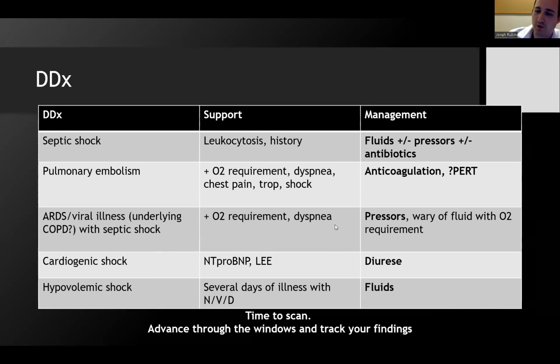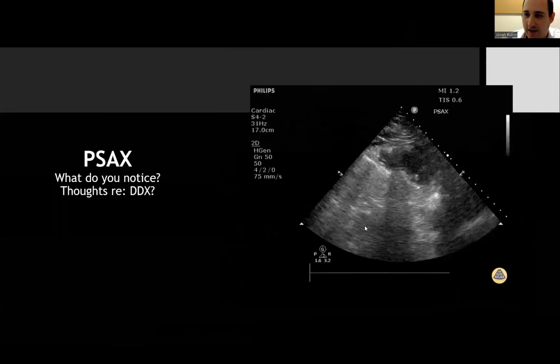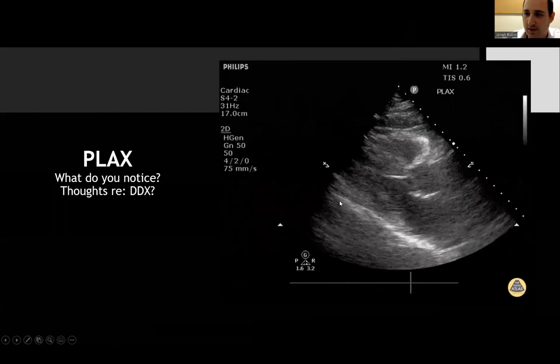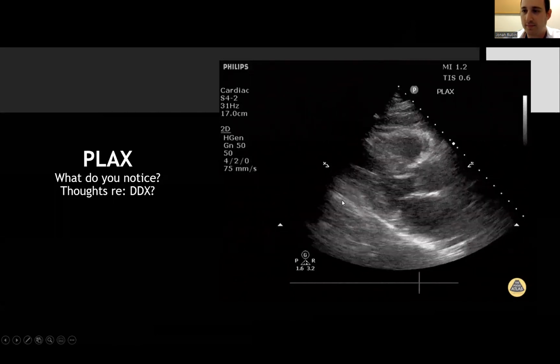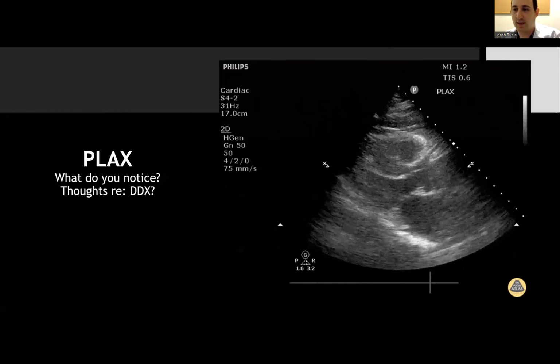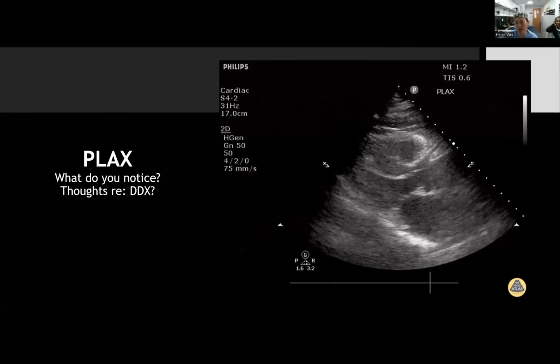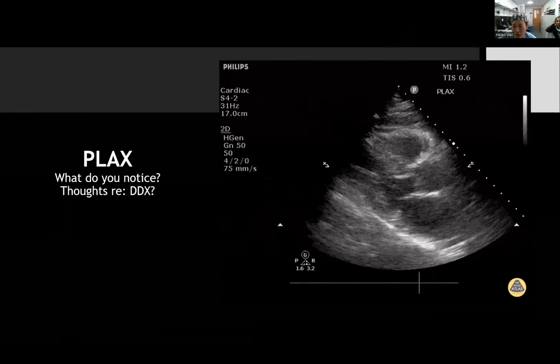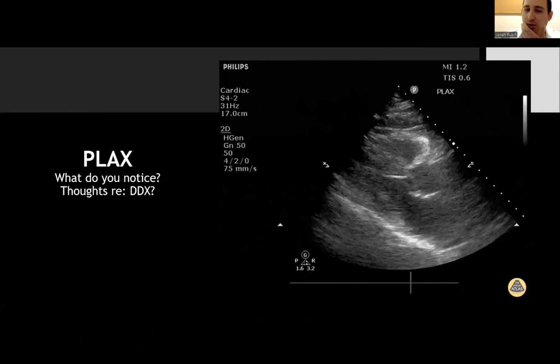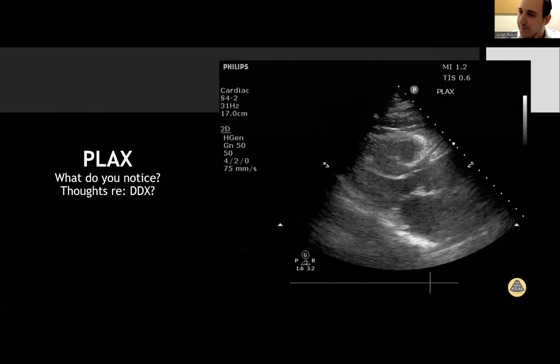So now we're going to go through some of these windows methodically and track our findings. So here is our parasternal long axis view. What do we see? The LV looks like it's hyperdynamic, or it's collapsing all the way. Great, awesome. So what does that do to your differential right now?